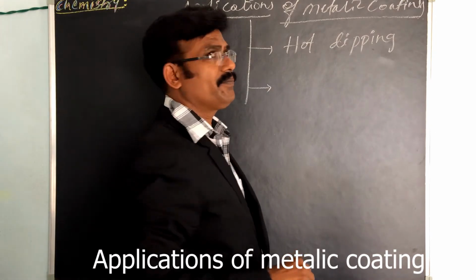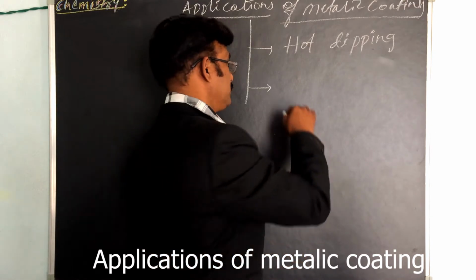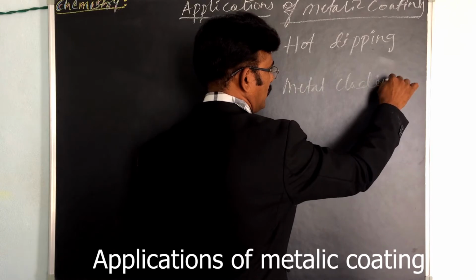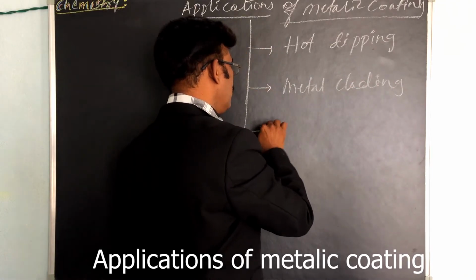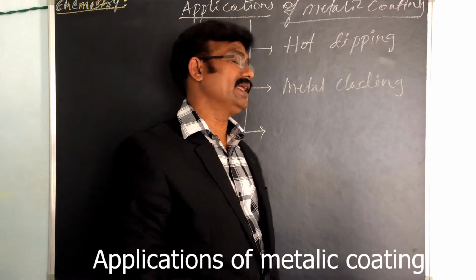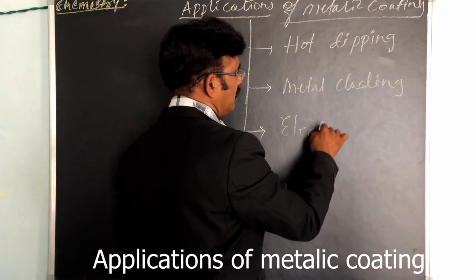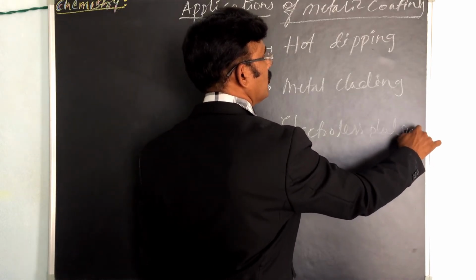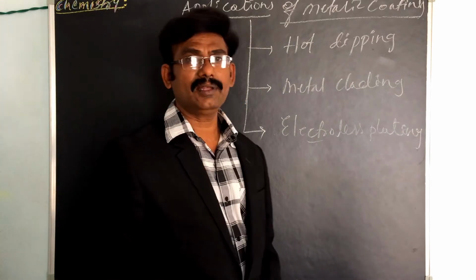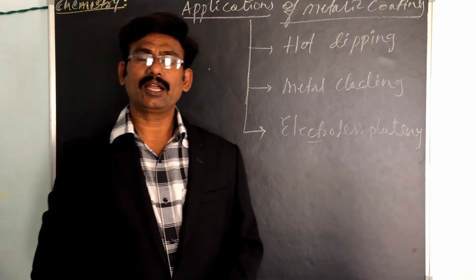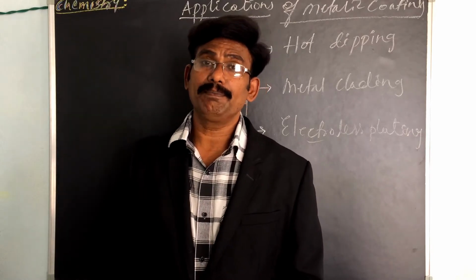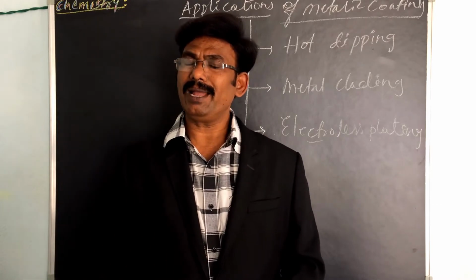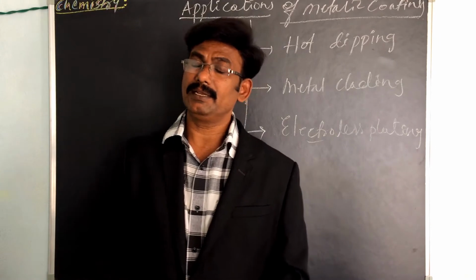The second one is metal cladding. And the third one is electroless plating. This is our syllabus. Many are there, but three are very important. According to our syllabus, we have to discuss hot dipping, metal cladding, and electroless plating. So one by one, we have to complete it in today's video.